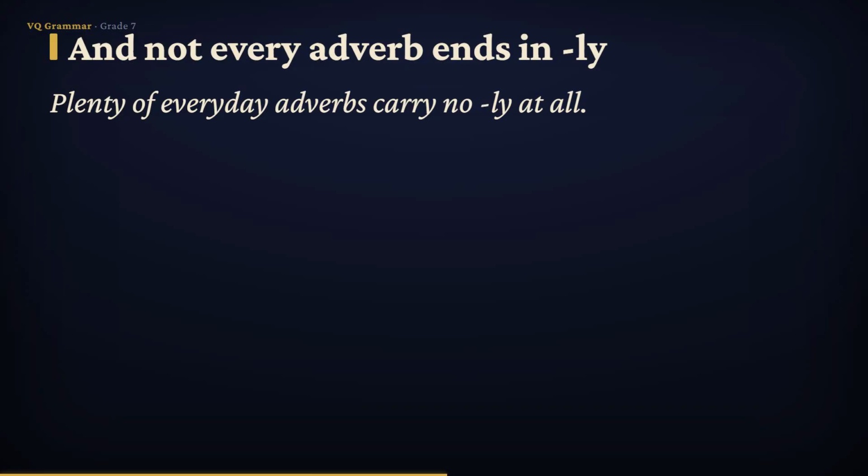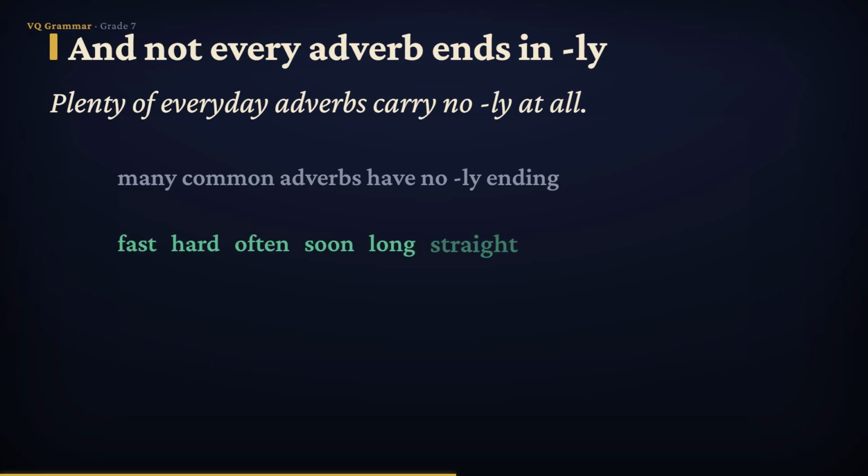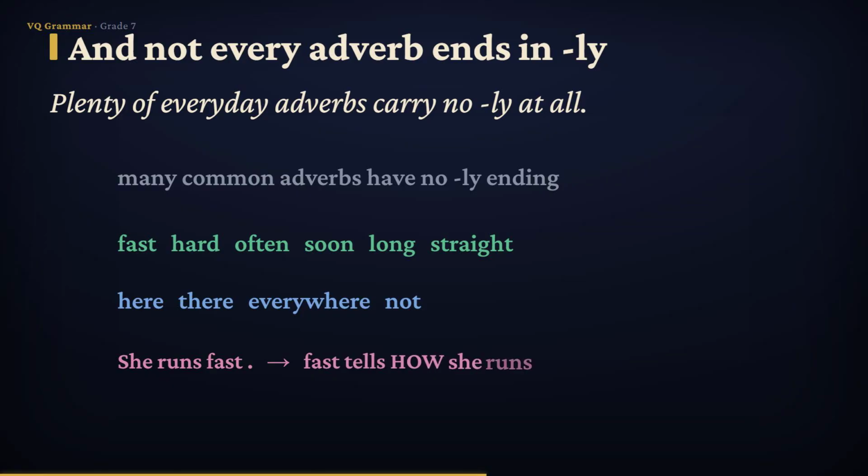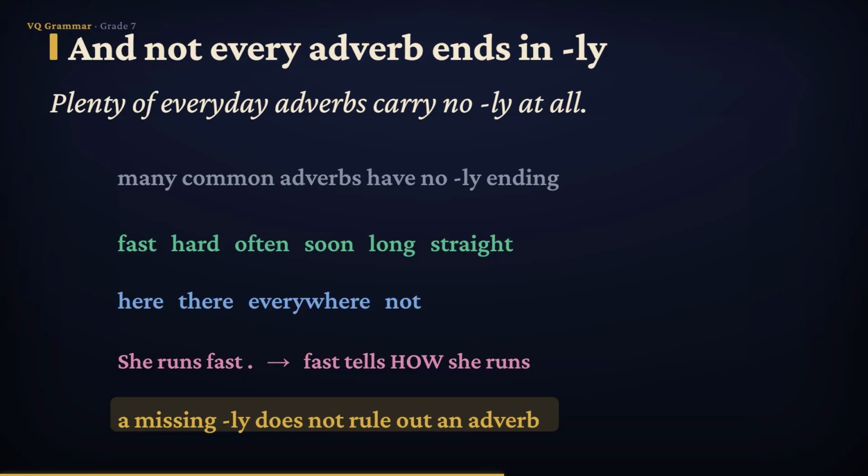And the reverse is true as well. Plenty of adverbs don't end in ly at all. Words like fast, hard, often, soon, and straight are adverbs, even though they carry no ly ending. So are here, there, and everywhere, along with the little word not. Take this sentence. She runs fast. Fast tells you how she runs, so it's an adverb. No ly required. Don't let a missing ly fool you. Many everyday adverbs simply don't have one.